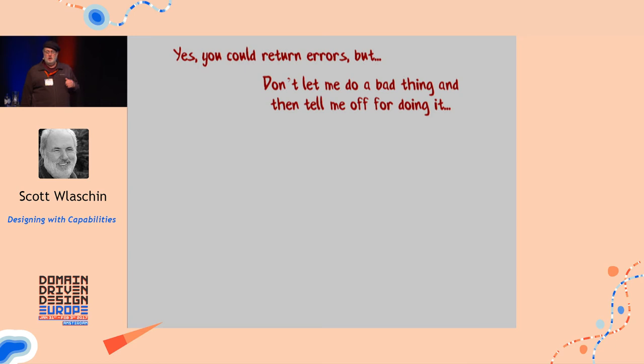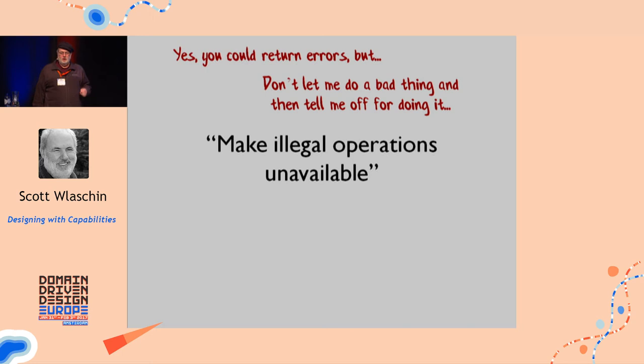So you could return errors. Yeah, I can make this move, and you give me back an error. But don't let me do a bad thing. Don't let me even do it and then tell me off for doing it. So rather than doing that, just make the illegal operation unavailable. Don't even let me make the move.